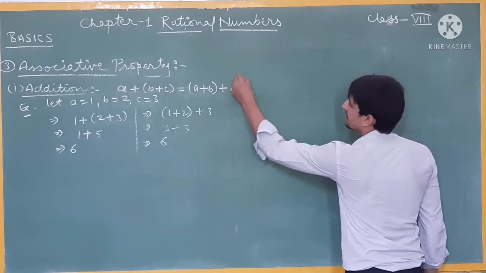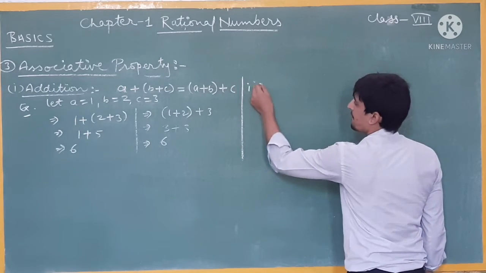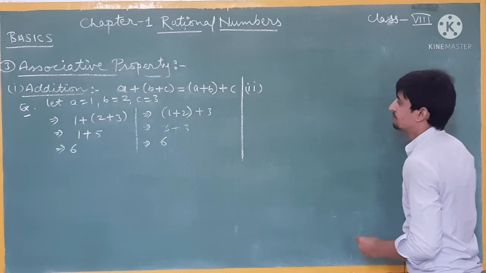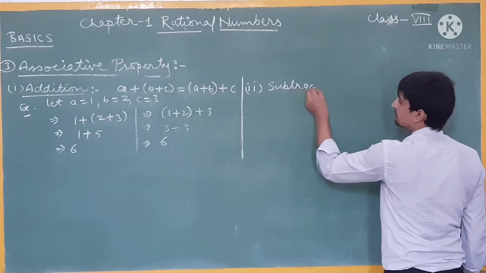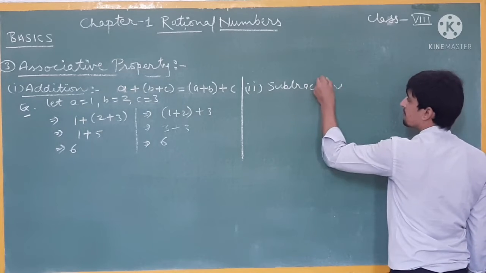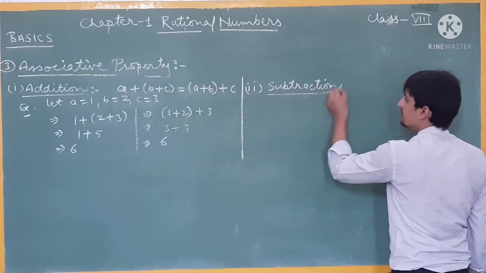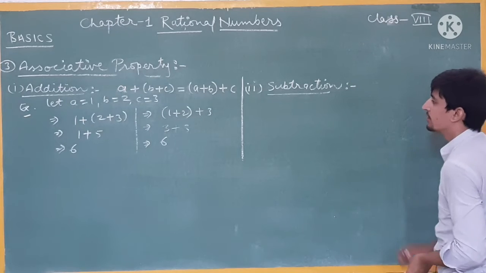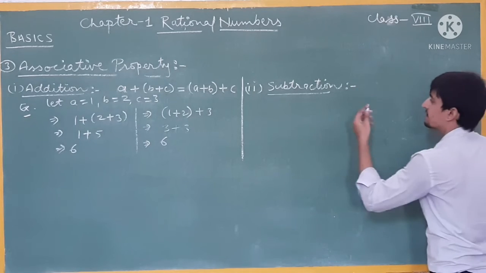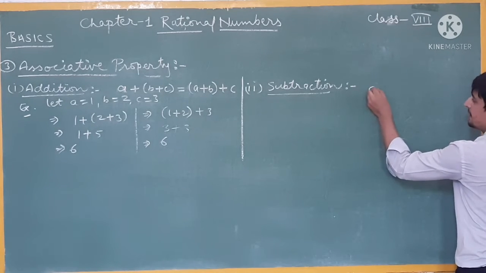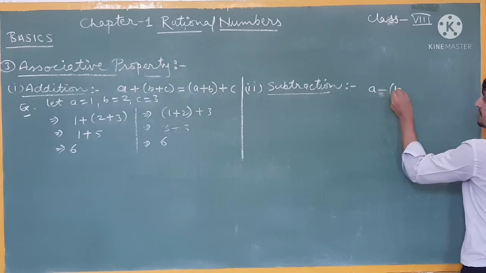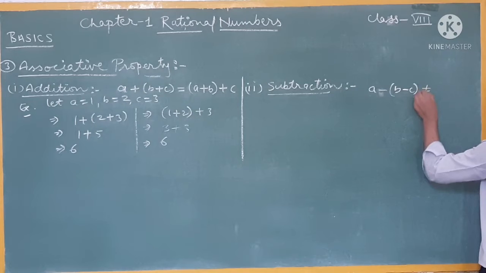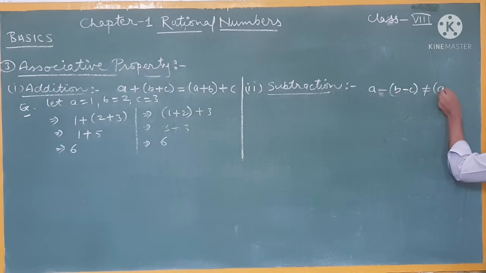Second, we have subtraction. In this, the condition is that a minus (b minus c) will never be equal to (a minus b) minus c.